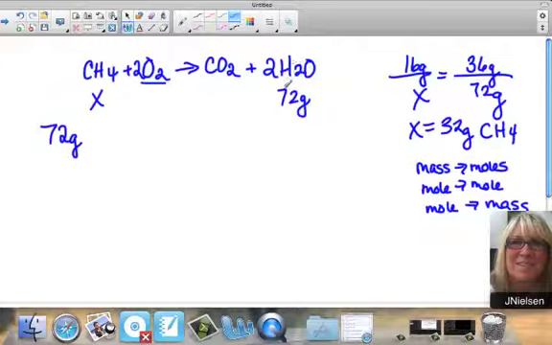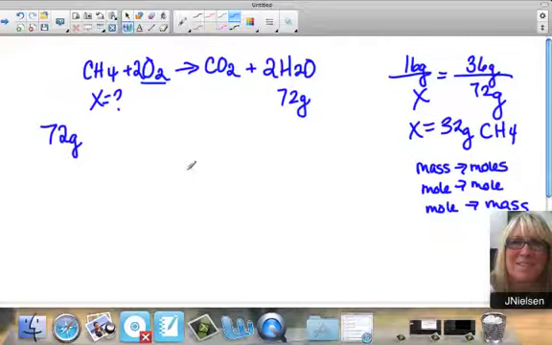I'm starting with 72 grams of water, and they want to know, if I produce 72 grams of water, how much methane must I have started with? Well, there's 2 ways that you can do this problem.